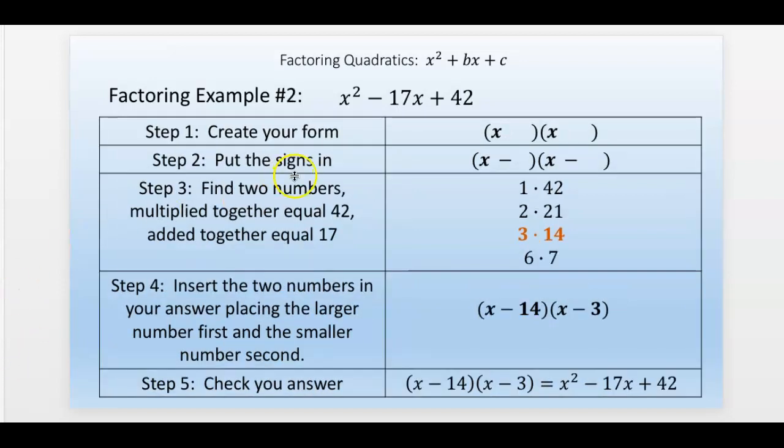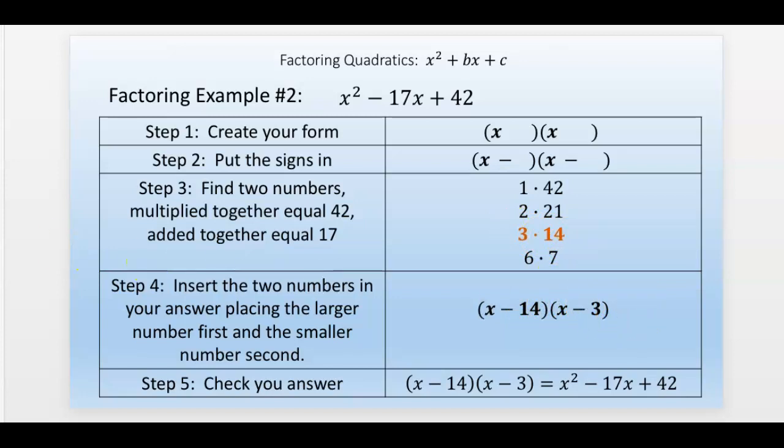Next example. This one has a minus in front of the 17, but it has a plus sign in front of the 42. All right, so again, create your form, and this time they're both minus signs. I put the signs in right now, all right? Then I factor 42 into factored pairs, and I'm looking for two numbers added together equals 17. There they are, 3 and 14. So go ahead and put those in your answer.